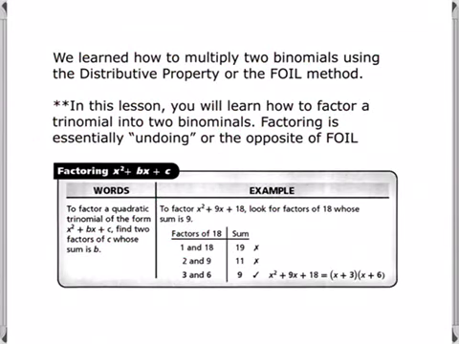We learned how to multiply two binomials using the distributive property, or the FOIL method. In this lesson, you're going to learn how to factor a trinomial into the two binomials that created it. Factoring is essentially undoing the multiplication done through FOIL. In order to factor a trinomial, you're going to look for the factors of your C term that add up to be your B coefficient. So we're looking for the factors of the last term that add up to be the middle term.